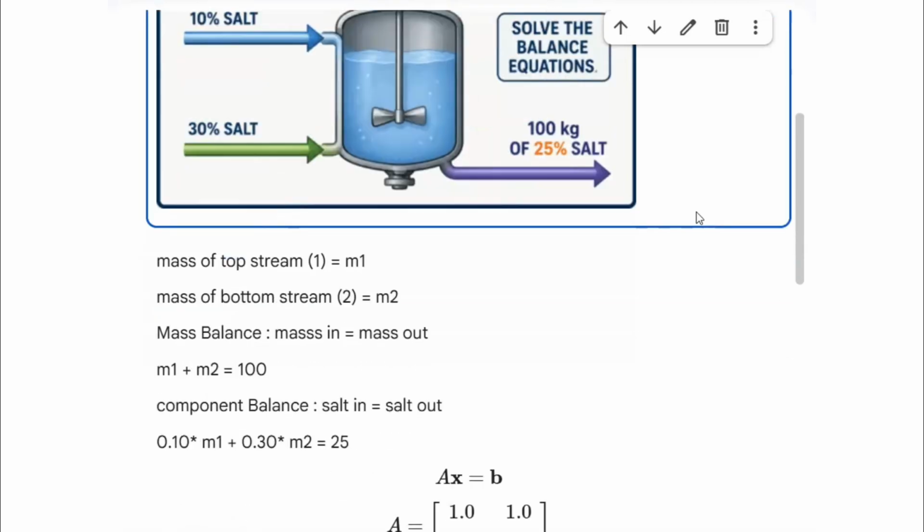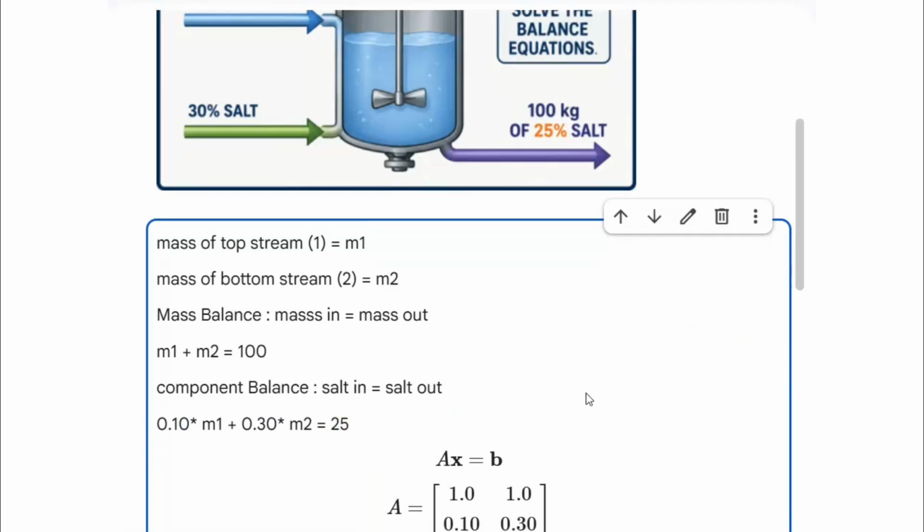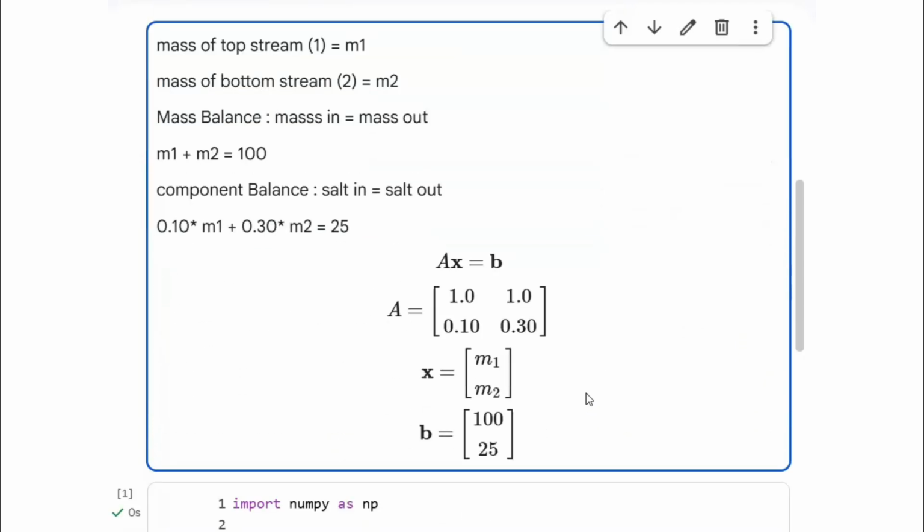First, we write the overall mass balance. M1 plus M2 equals 100 because the total mass entering must equal the total mass leaving. Next, we write the salt balance. 0.10 M1 plus 0.30 M2 equals 25 because the final product contains 25 kilograms of salt in 100 kilograms of solution. Now, we have two equations and two unknowns.